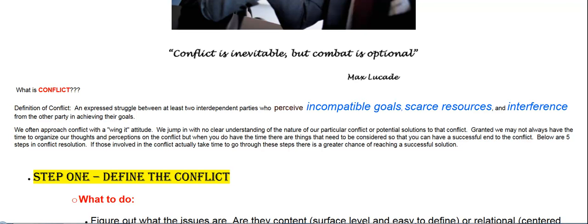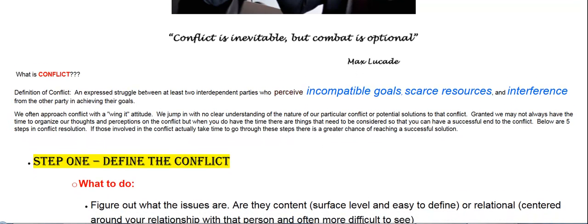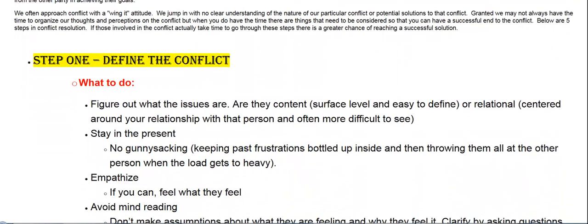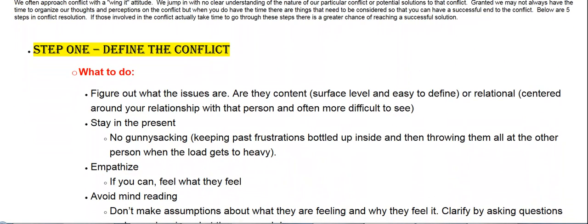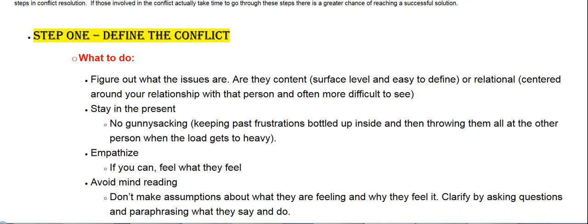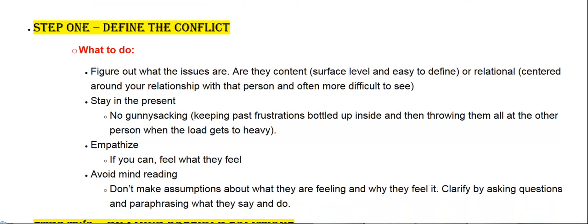So if those involved in the conflict actually take time to go through these steps, there really is a greater chance of reaching a successful solution. So let's recap some of these steps and get into a little bit more detail with each of them. So step 1, define the conflict. In this case, you are figuring out what the issues are.